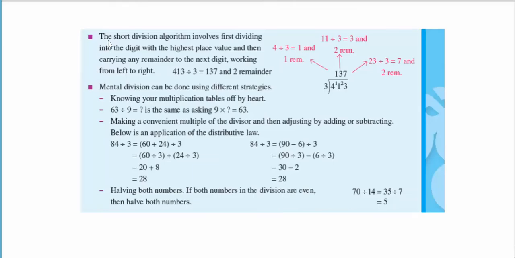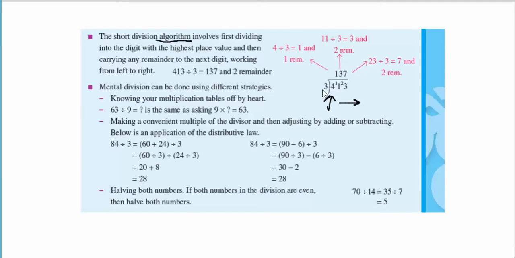Okay, a few more notes. The short division algorithm. So again, the process is a little bit different. It's set up like this, and you've probably seen it before. How it works involves first dividing into the digit with the highest place value. So you're working from the left side this time and working to your right. So you start with the highest place value and then carry any remainder to the next digit and work from left to right. So for example here, 413 divided by 3.